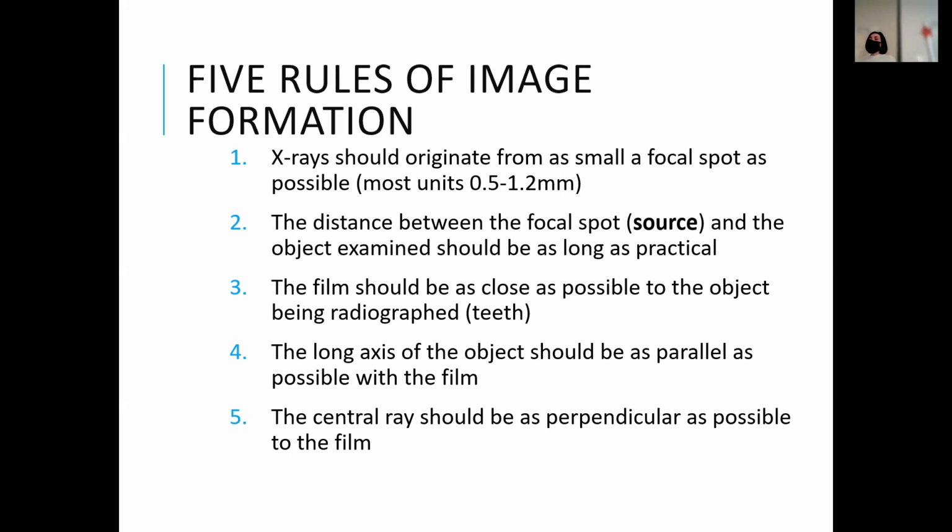The distance between the focal spot, or the source, which is your tungsten target, and the object, which is your tooth that you're taking an X-ray of, should be as long as practical, which, like I said, is only so long. It's going to be as long as your head and then your BID, and it's not going to be any longer because you don't want to hang it farther away from the patient's face. The film should be as close as possible to the object being radiographed, or the tooth. So sensor and tooth as close as possible.